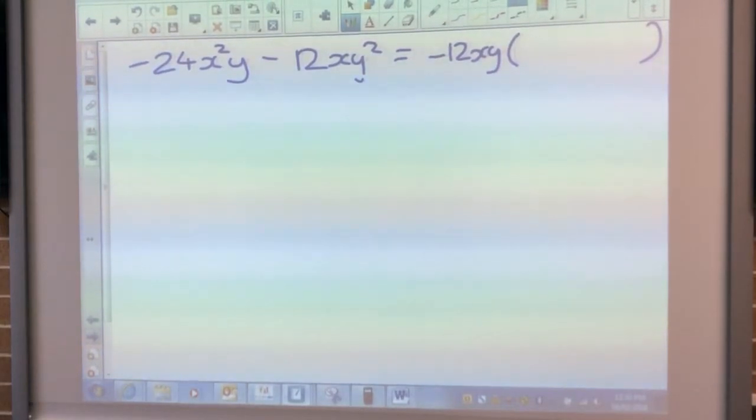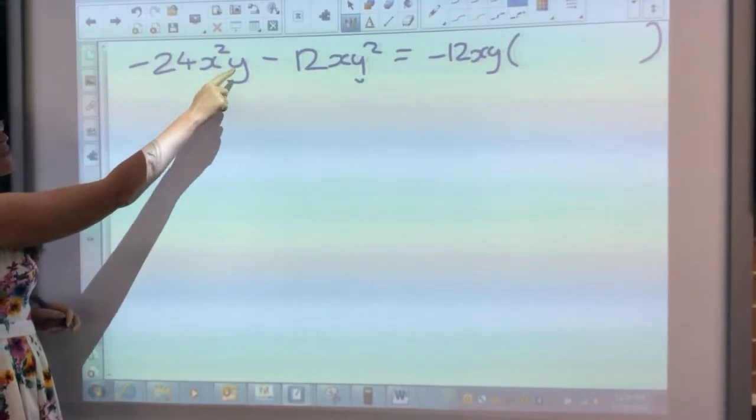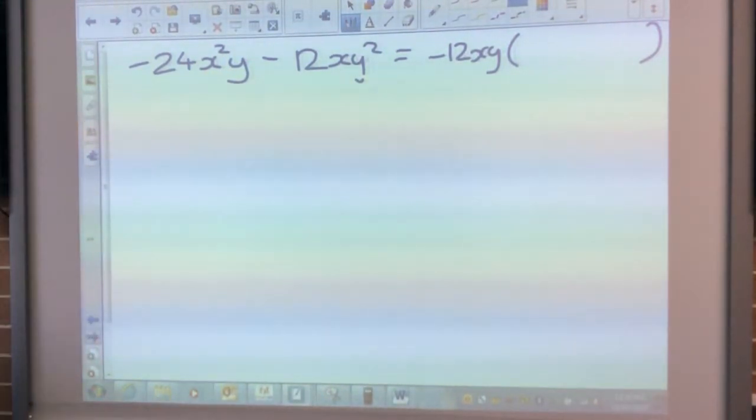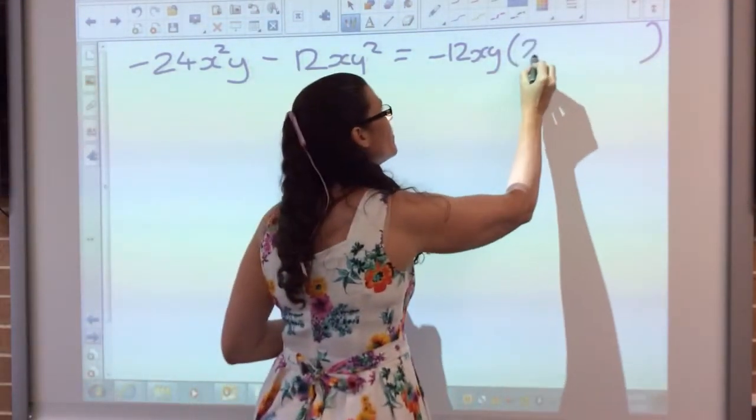Now I'm going to work out what's left inside. So I've got minus 24x squared y. If I've divided that by minus 12xy, what is actually left behind? Yep. 2 and an x, that's it. Note that what's left here is a positive.